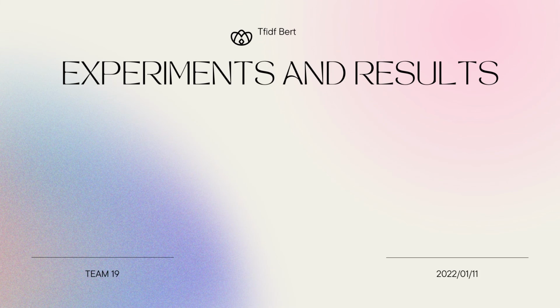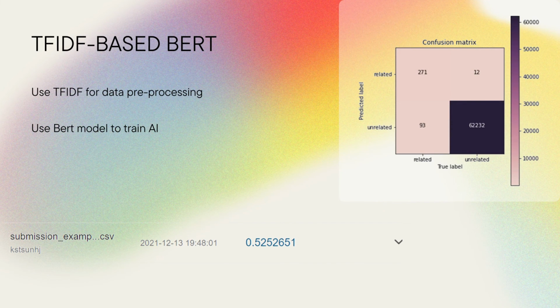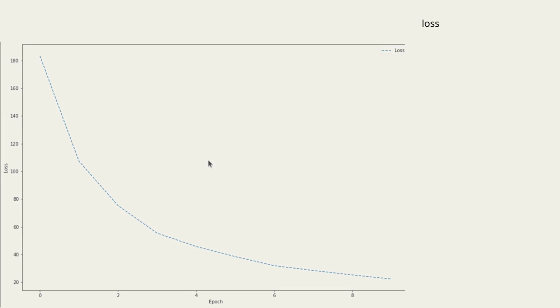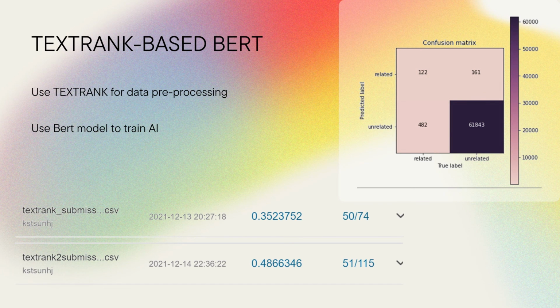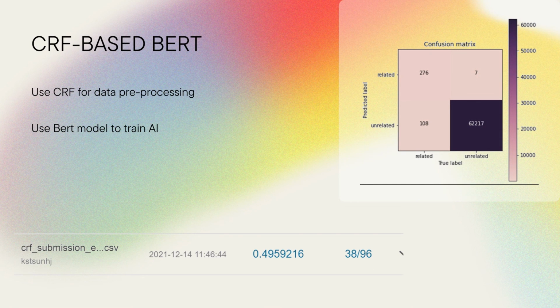After that, I will introduce the experiments and the results. The first one is TF-IDF based BERT, where I use TF-IDF for data pre-processing and use BERT to train the AI. The right one is a confusion matrix, and the left one is a score. This is the loss chart, and this is the accuracy chart. After that is the TextRank based BERT. I use TextRank for the data pre-processing, and this is the confusion matrix, and this is the score. And the CRF based BERT is the same.